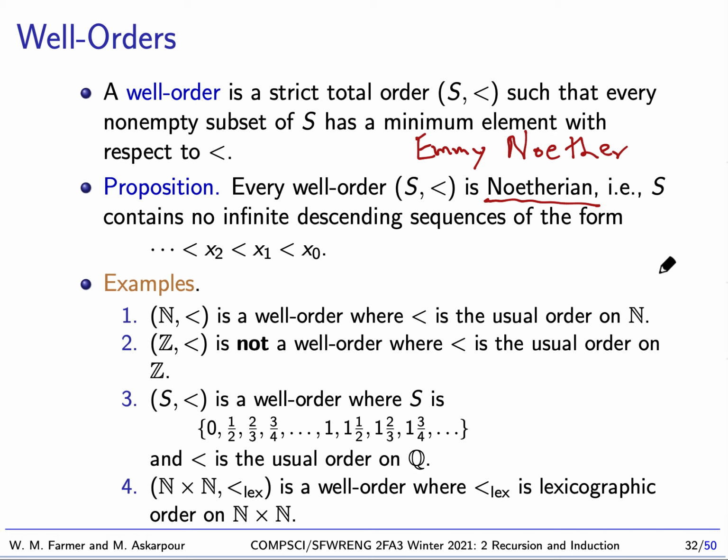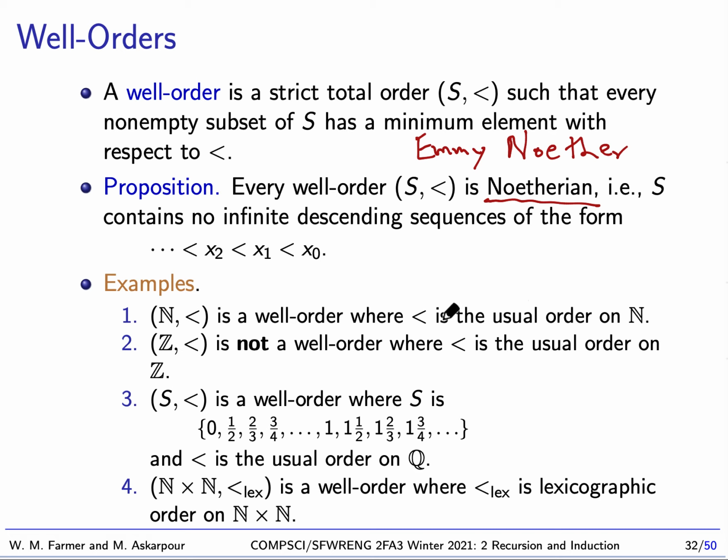Noetherian says that there are no infinite descending sequences of this form. So if we start with a member of S and choose a smaller one, and choose a smaller one, and keep choosing a smaller one, forming a descending sequence, that descending sequence cannot be infinite.